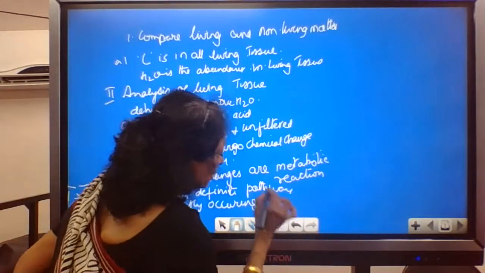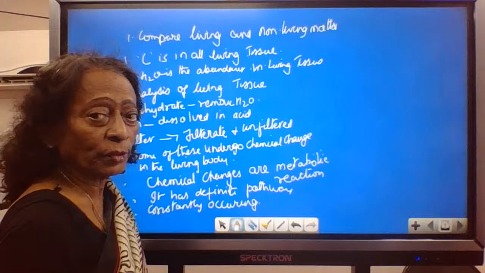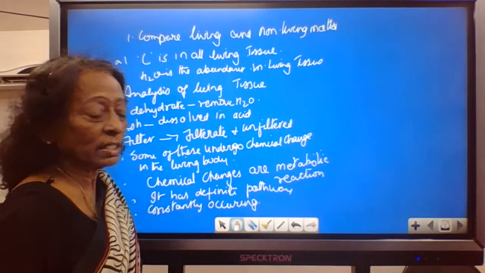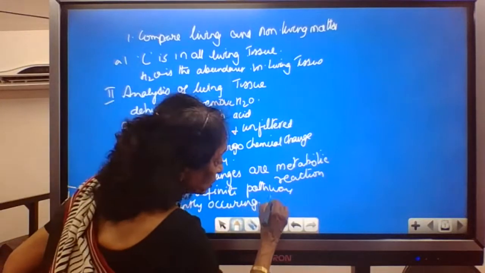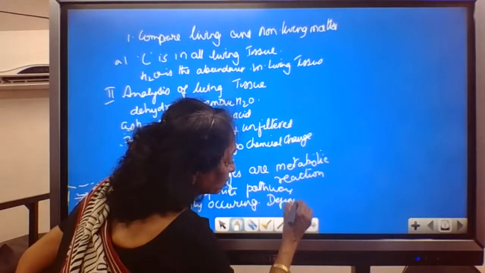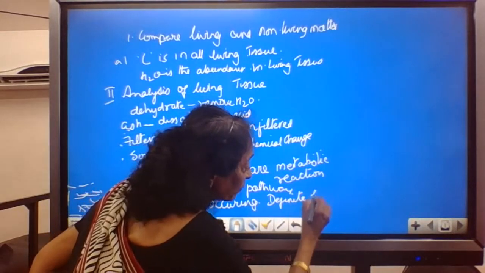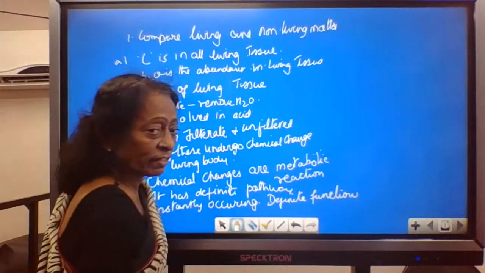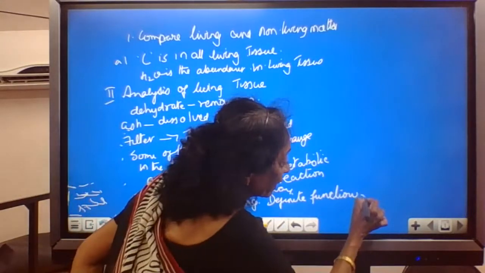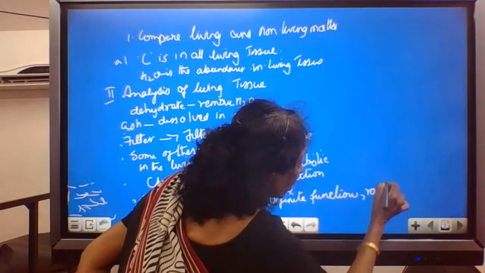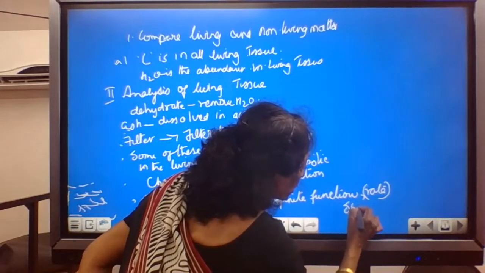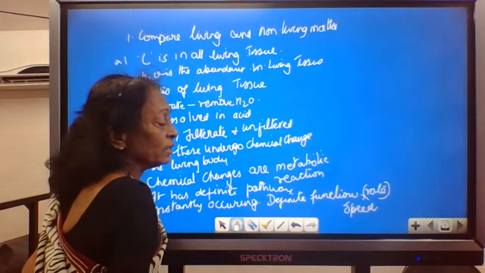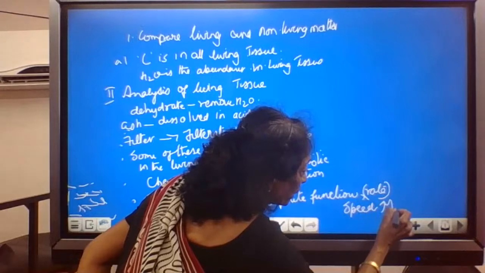Then the substance that is produced has a definite role in the body function, building up the body, or activating the body, or producing energy. So they have a definite role or function. The product has a definite function, and they occur at a certain rate or speed, which could be altered. The speed can be increased or decreased.